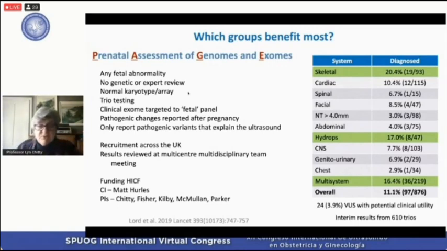y los cambios patogénicos que son reportados después del embarazo, vemos que cuando analizamos la normalidad de acuerdo con los sistemas, hay bebés con anormalidades esqueléticas que tenían una tasa de diagnósticos elevada, 20% elevado, y con anormalidades multisistémicas esta tasa también era muy elevada. Entonces, en general hay un 11% de tasas de diagnóstico. Si tomamos estas áreas, entonces toda la situación mejora.